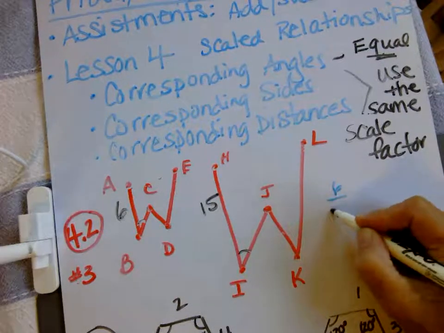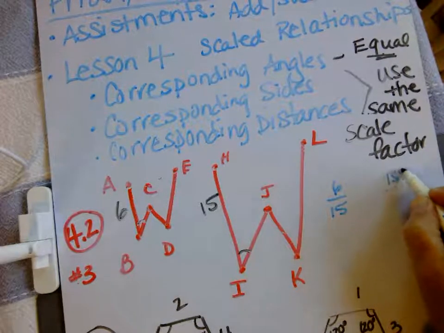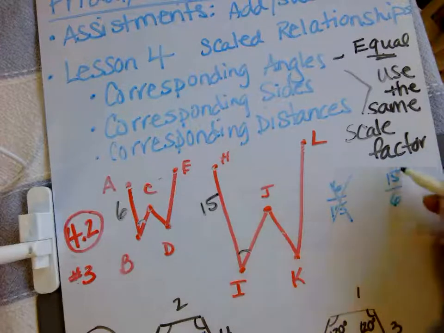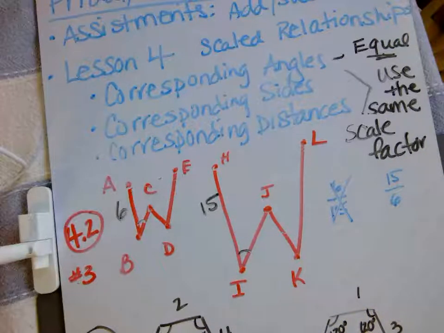So it's either 6 over 15 or 15 over 6. And I think we can all agree that the one that's bigger than 1 would be 15 over 6. Now here's where you can use a calculator. I'm all about using a calculator on something like this.